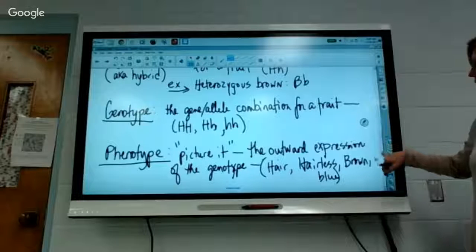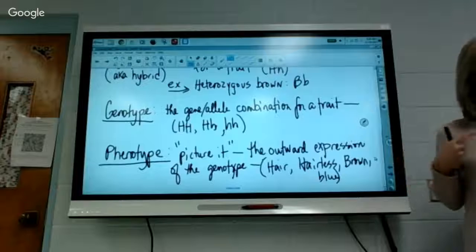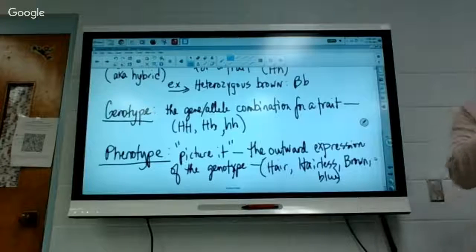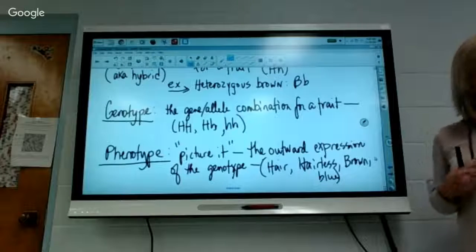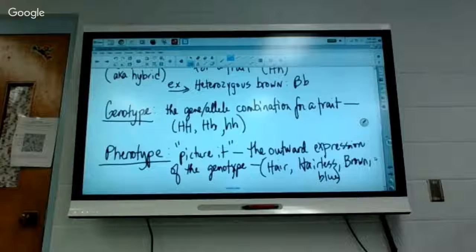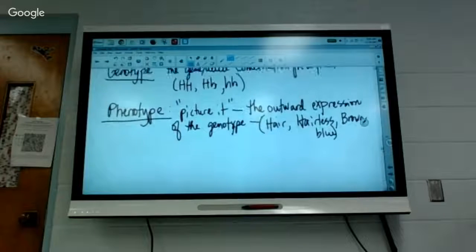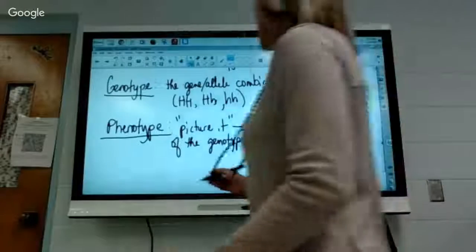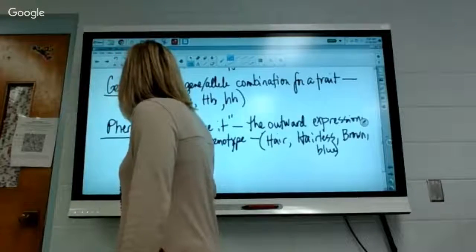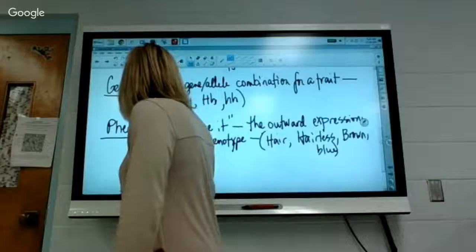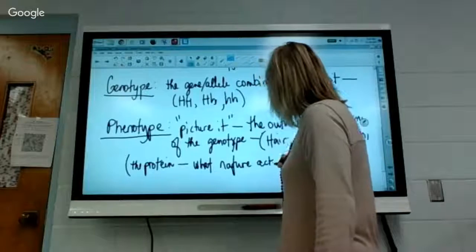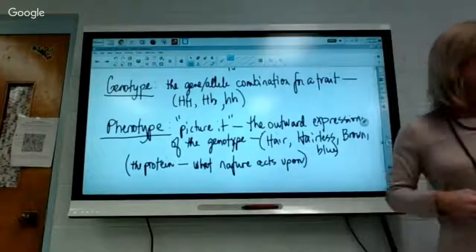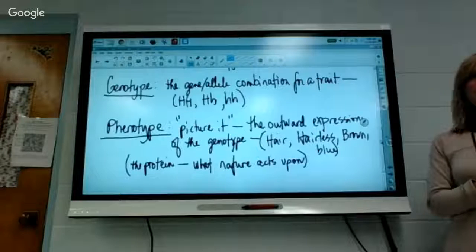So phenotype is what you see, what nature acts on. Nature doesn't say, okay, all you heterozygous individuals out there, you're going to survive. It's going to be whatever trait you have that's going to be acted upon. So when we talk about the survival genetics connection, phenotype is what natural selection acts upon, whether or not you survive, because that's your trait. So I'm going to call it the protein, what nature acts on. And that'll make even more sense when we move to the next unit. So it's the phenotype, not the actual genotype.